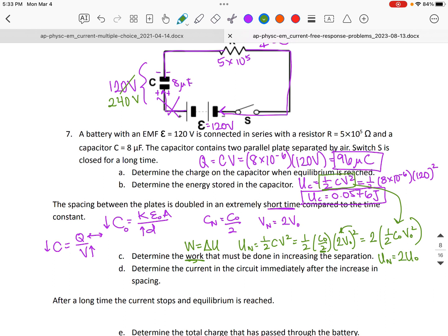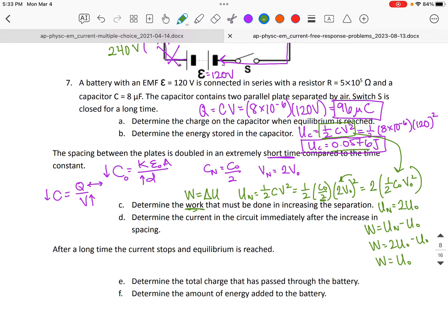But we are asked for the work done or the change in energy. So work is going to be the new energy minus the old energy, which is equal to 2 U naught minus U naught, and the work is therefore just U naught. And our original U for the capacitor was 0.0576 joules.